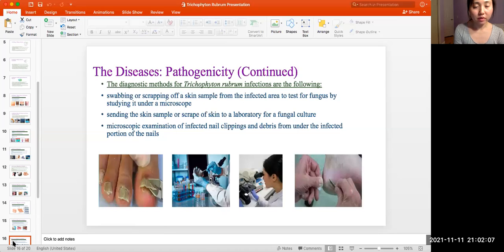The diagnostic methods for Trichophyton rubrum infections are the following: swabbing or scraping off a skin sample from the affected area to test for fungus by studying it under a microscope, or sending the skin sample or scrape of skin to a laboratory for fungal culture, or microscopic examination of affected nail clippings and debris from under the affected portion of the nails.